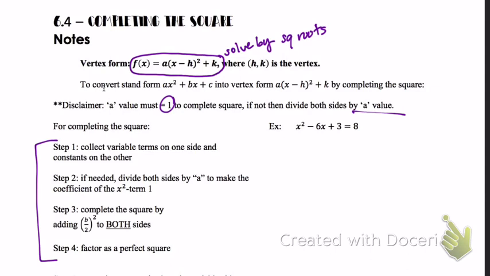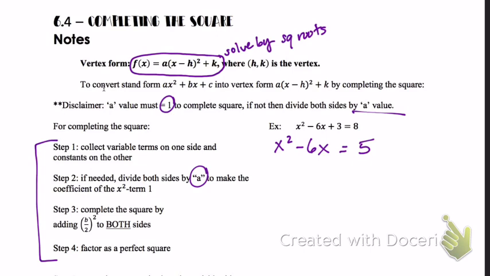The first one is you collect your variable terms on one side and you move your constants to the other side. So I'm going to rewrite this equation as x squared minus 6x equals 5. You can do step 1 and 2 first. You can kind of combine those if you want. In this case, our a value is equal to 1, so I don't need to divide anything. If I did, then I would need to divide everything by that a value.